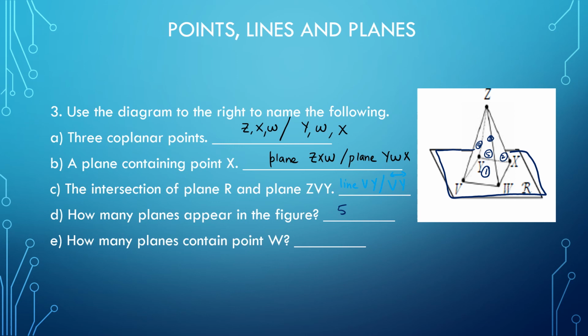How many planes contain point W? So let's erase this. This is point W right here. Okay, so for sure the base contains it. And then this one, the front one, contains it. Right? And then this side, the right side, also contains point W. So there are 3 planes that contain point W.